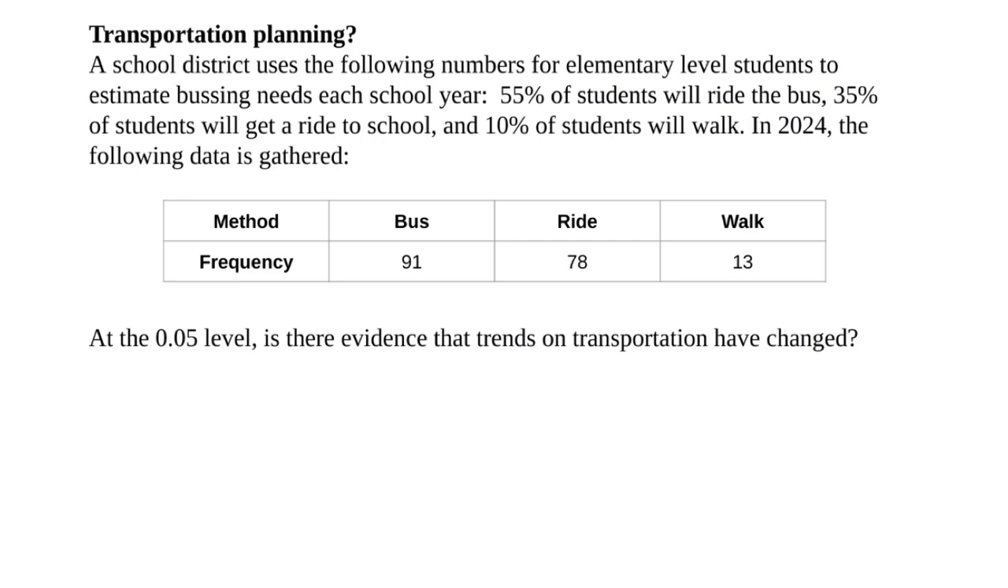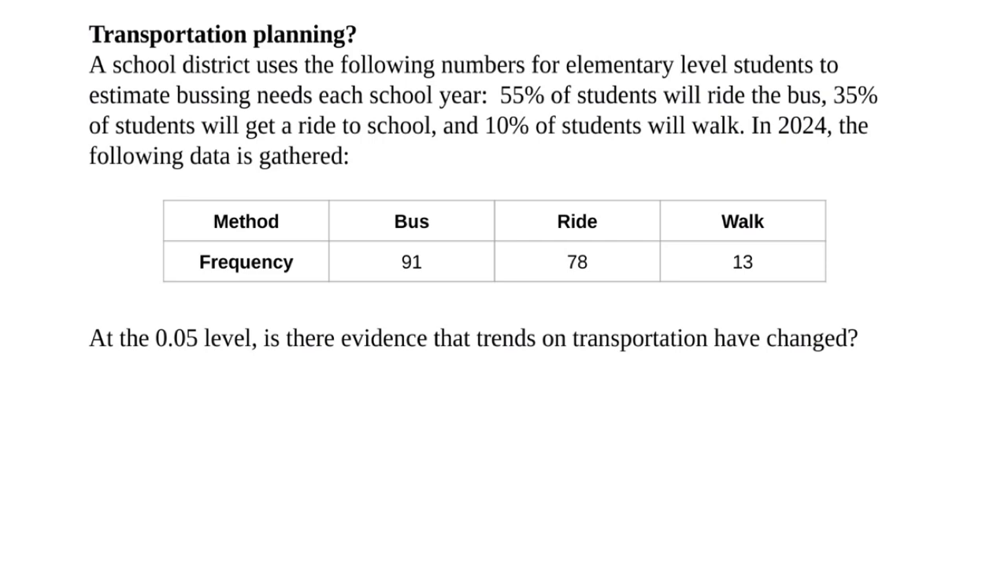So a school district uses the following numbers for elementary level students to estimate busing needs each school year. 55% of students will ride the bus, 35% of students will get a ride to school, 10% will walk. In 2024, the following data is gathered. At the 0.05 level, is there evidence that trends on transportation have changed?